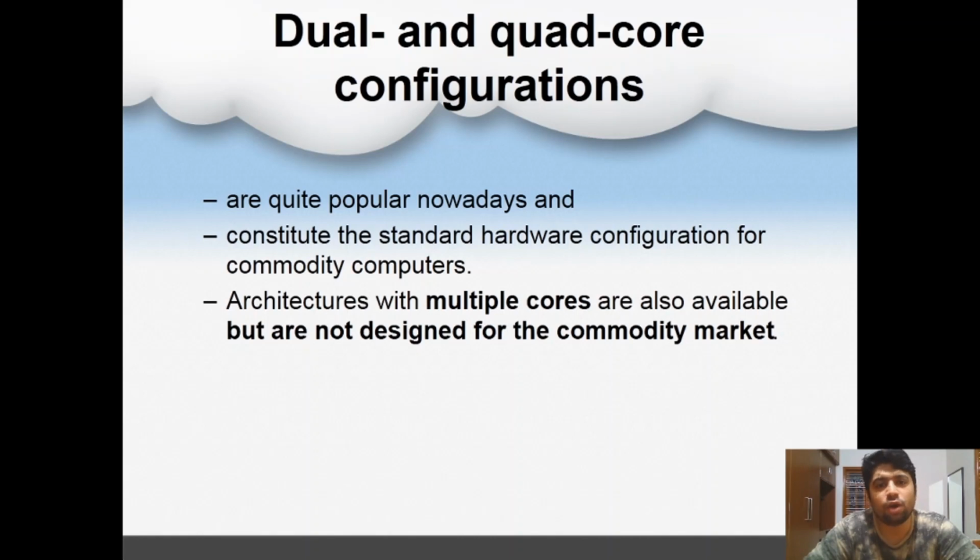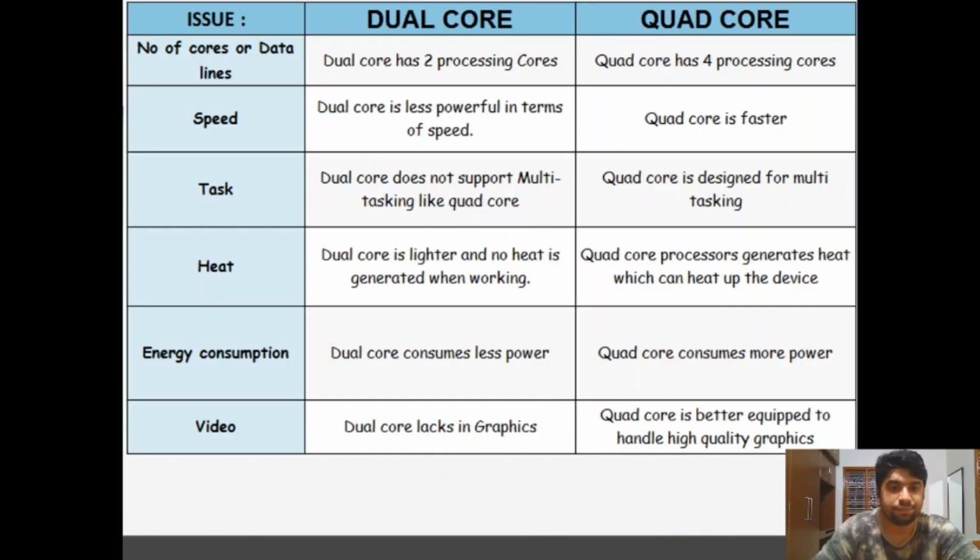Dual and quad core configuration. I need not tell you about dual core: 2 cores are there. Quad core, 4 cores are there. They are quite popular nowadays. Everyone will be having a laptop, and you might have found a dual core or a quad core processor in it. They constitute the standard hardware configuration for commodity computers. Architectures with multiple cores are also available but are not designed for the commodity market.